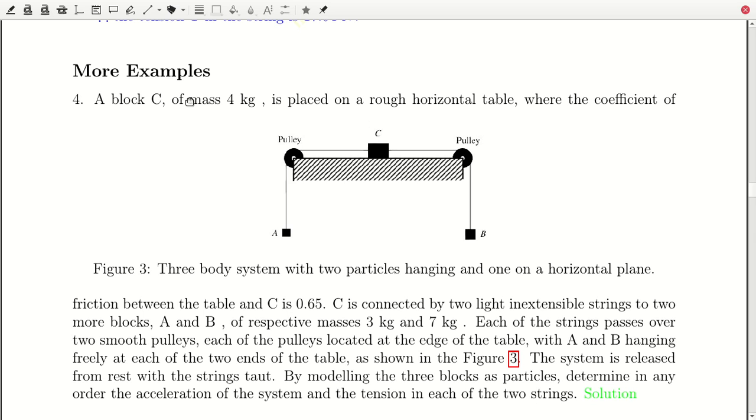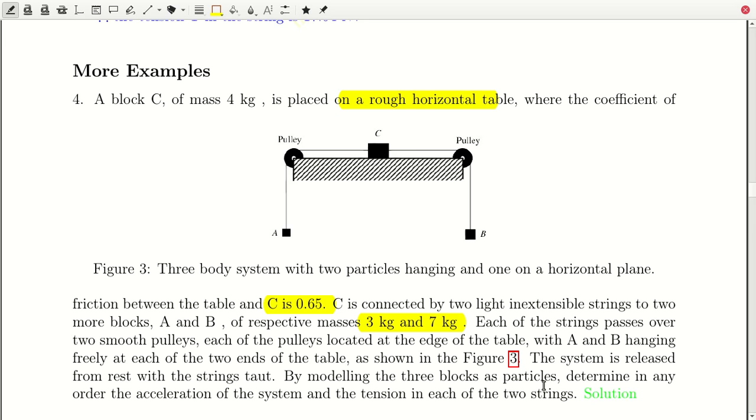is rough. Particle C has 4 kilograms. The table is rough, and they have given us the coefficient of friction as 0.65. So the particle is connected by 2 inextensible strings to 2 more blocks A and B. A has 3 kilograms and B has 7 kilograms. As you can observe, each one of them has a string connected to it.